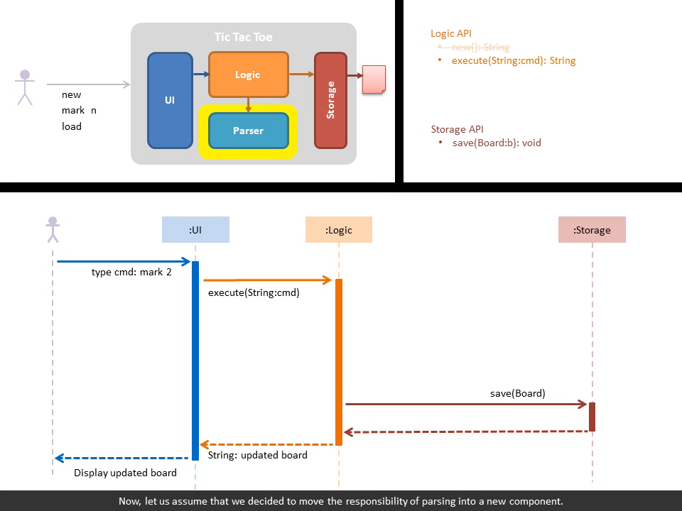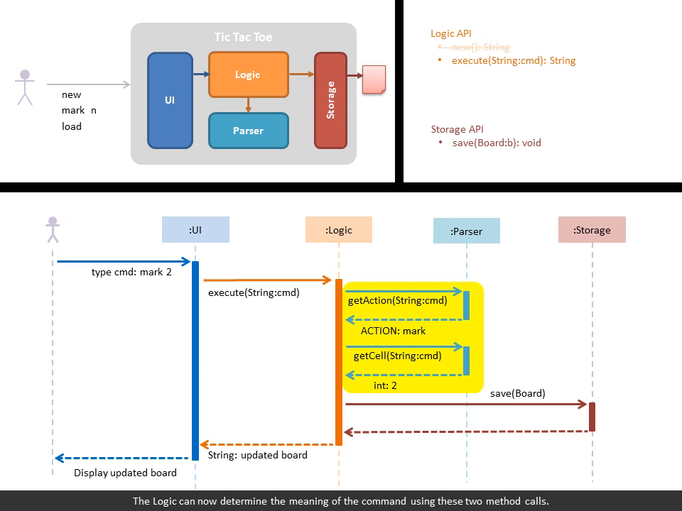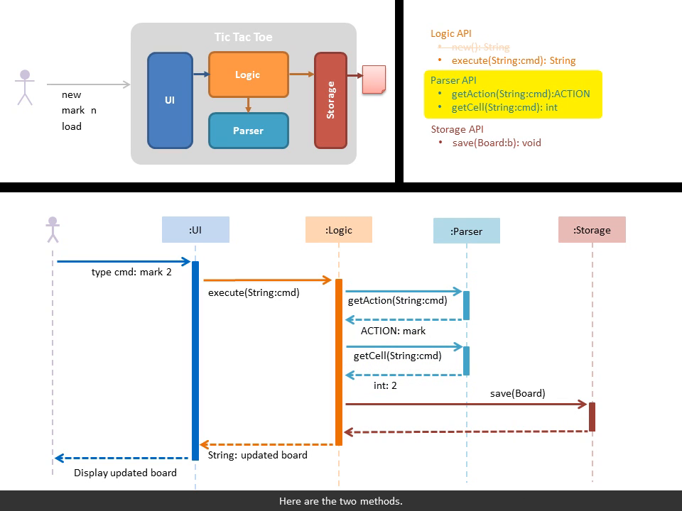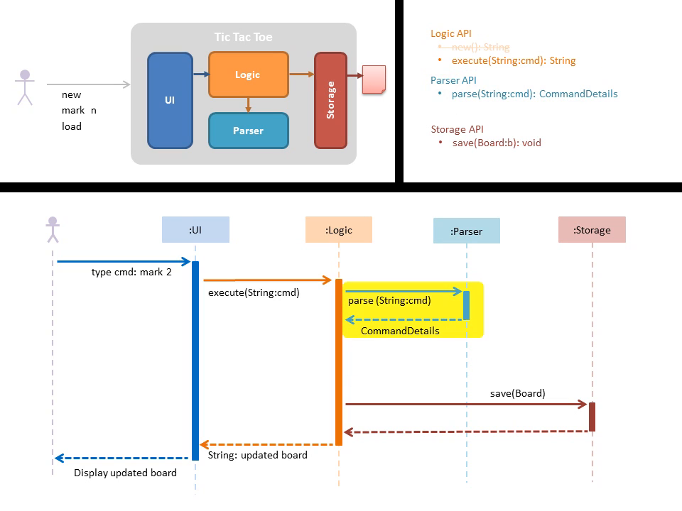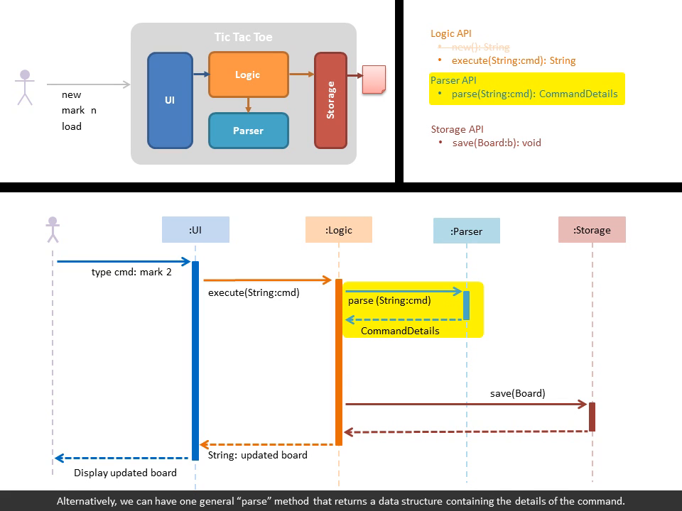Now, let us assume that we decided to move the responsibility of parsing into a new component. The logic can now determine the meaning of the command using these two method calls. Here are the two methods. Alternatively, we can have one general parse method that returns a data structure containing the details of the command.